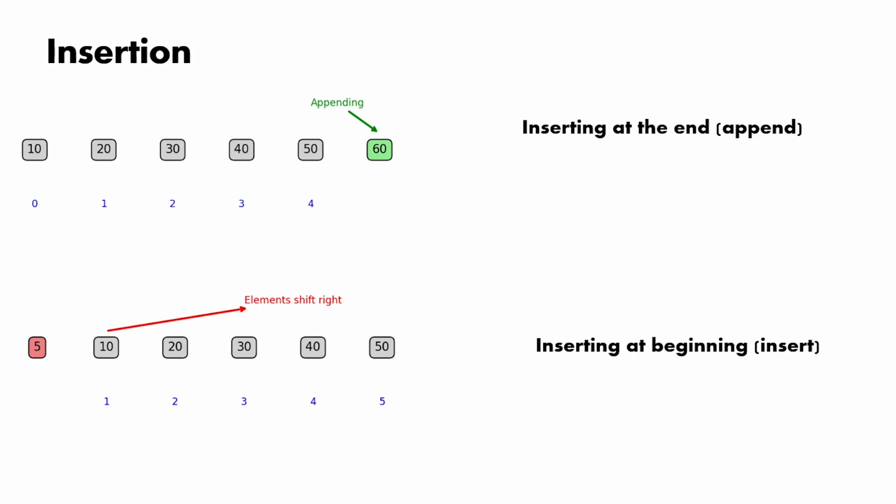In Python, you can add an element at the end using the append method. Since append doesn't require shifting any existing element, it operates in a time complexity of big O of 1, which is the best case scenario. So let's see how it works.